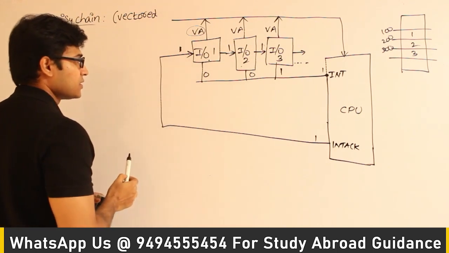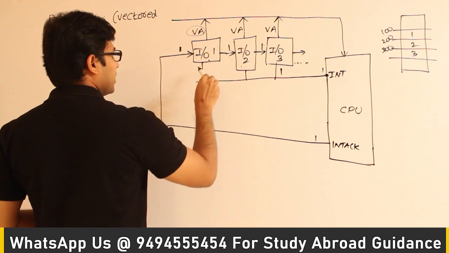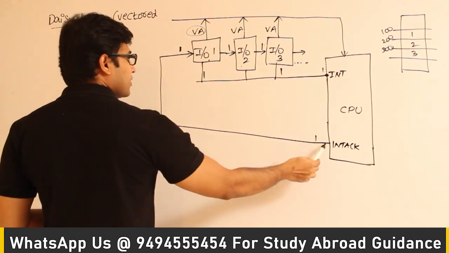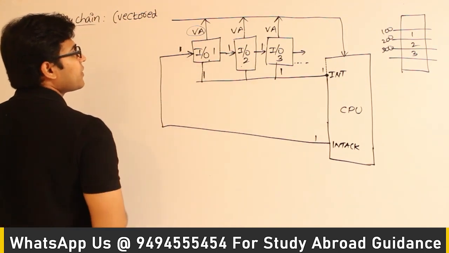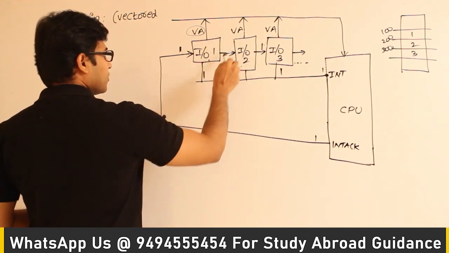Now let's consider a scenario. All the three devices have generated an interrupt, and interrupt acknowledgement is being sent. Then that will be caught by IO1 and it will send 0 here.